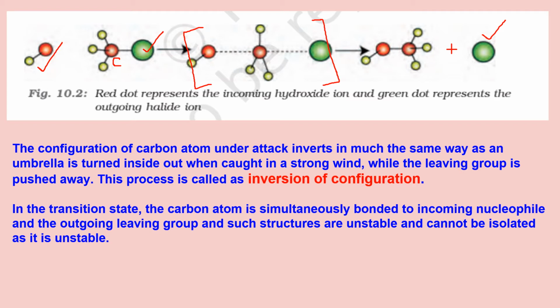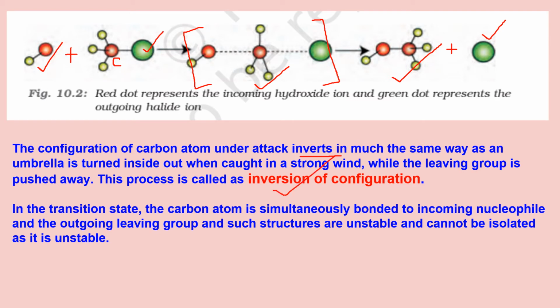So these two are the reactants, nucleophile and the haloalkane. This is the intermediate as explained earlier, and this is the compound formed, the product with inverted configuration. The configuration of carbon atom under attack inverts in same way as an umbrella is turned inside out. And that's why this is called inversion of configuration.